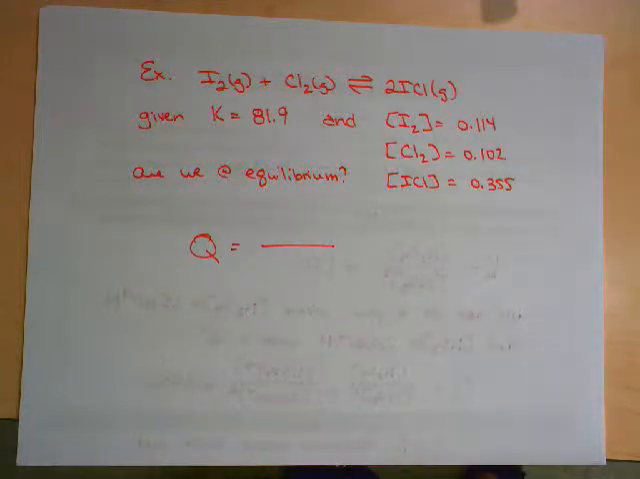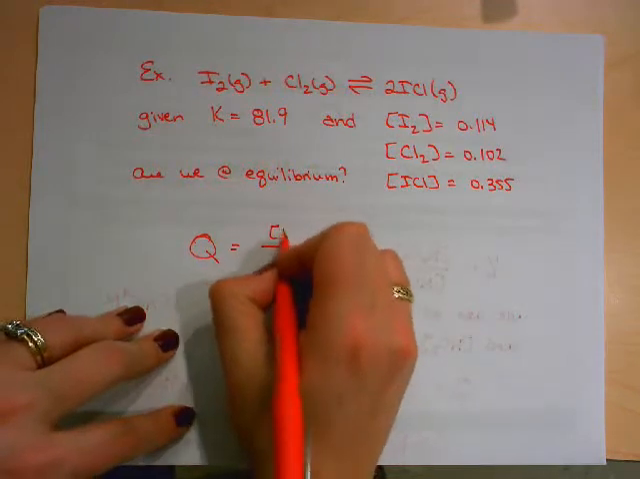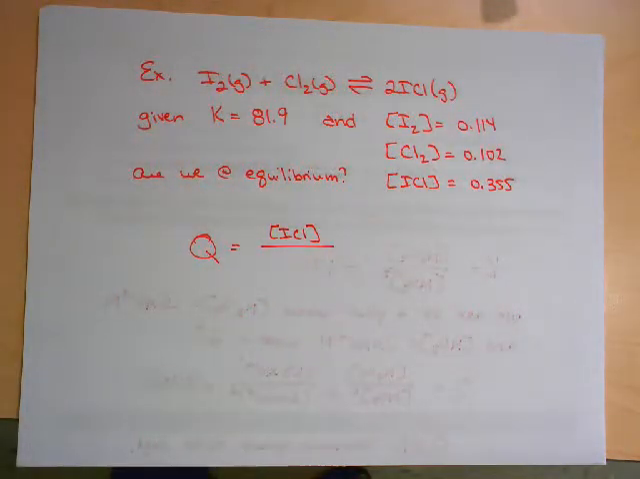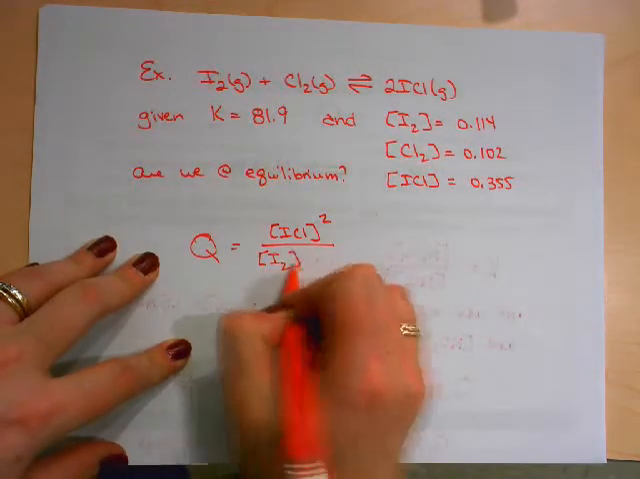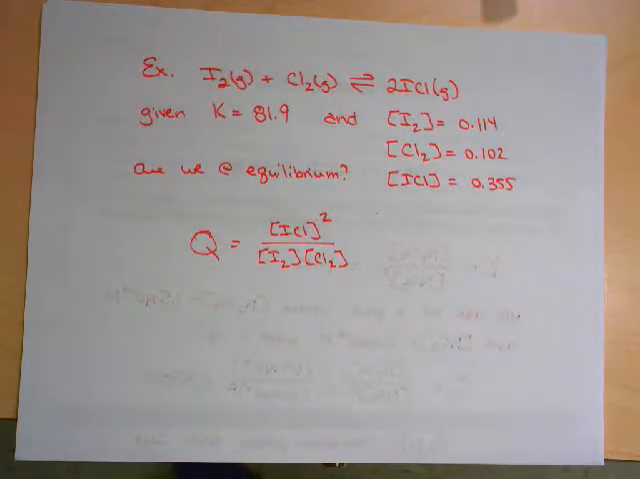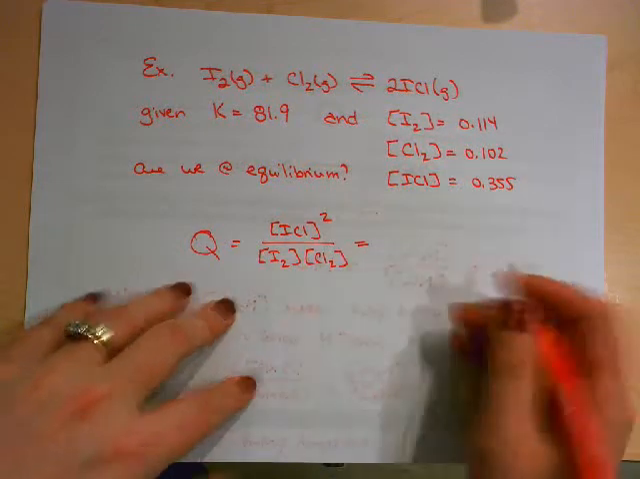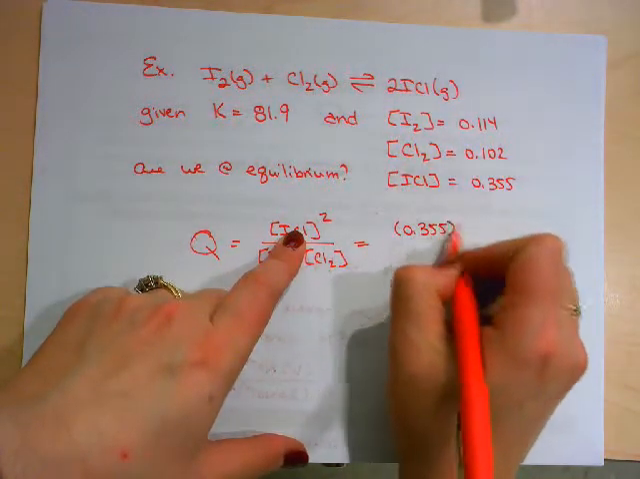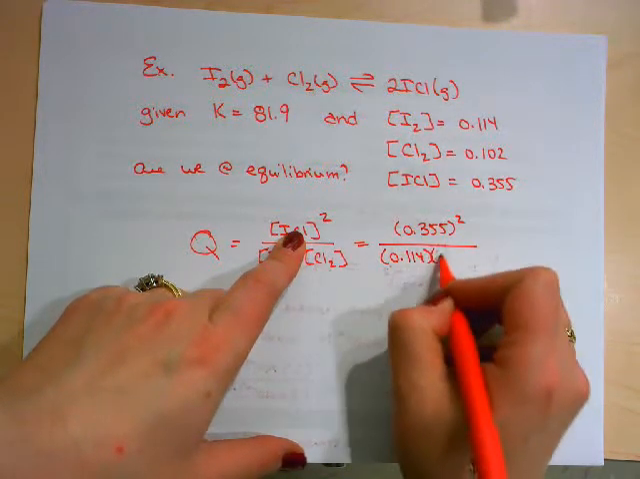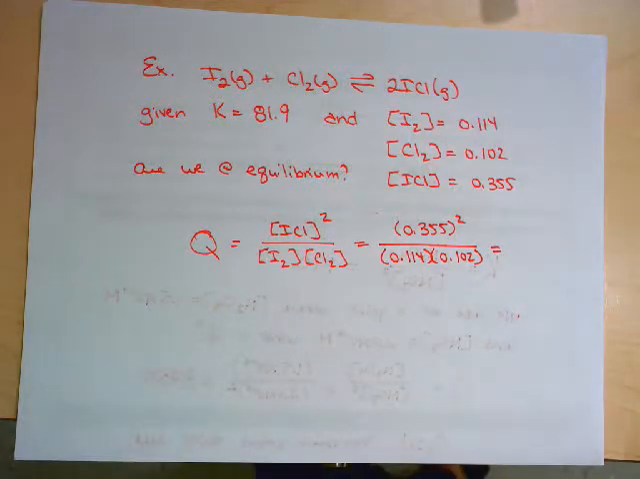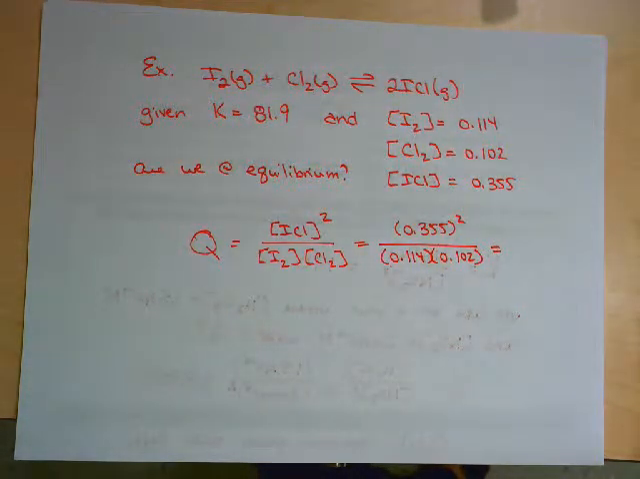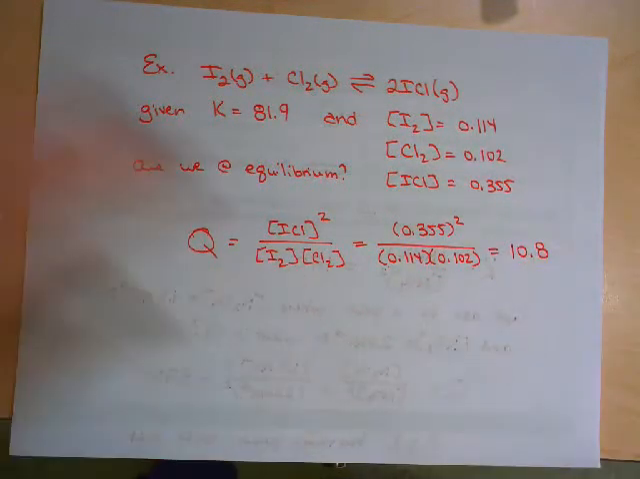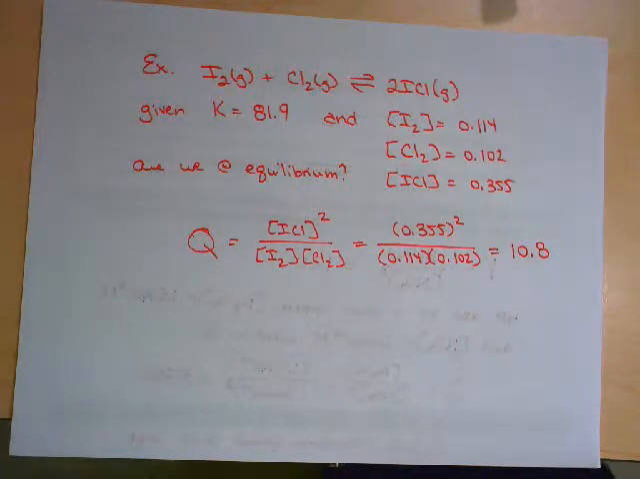What should be in the numerator, the products or the reactants? Okay. And what exponents does the product get? Then reactants go down here. Then we plug in what they told us. So it's going to be 0.355 squared, over 0.114 times 0.102. Are we at equilibrium?